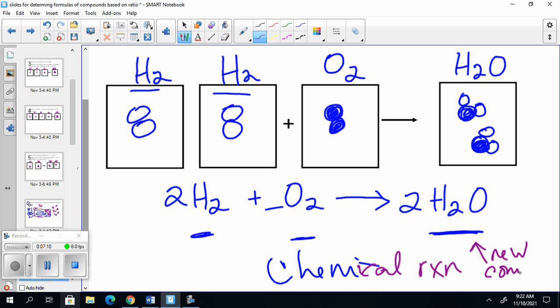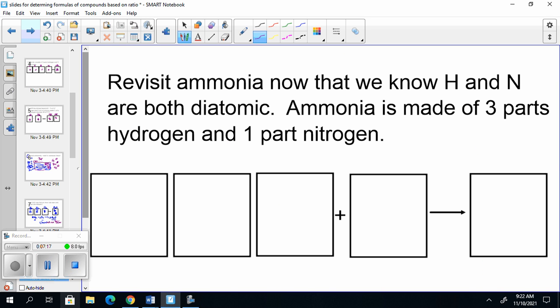When you have a new compound, it has a new composition, which is new properties. All right, let's do it again. So this time, let's do ammonia.